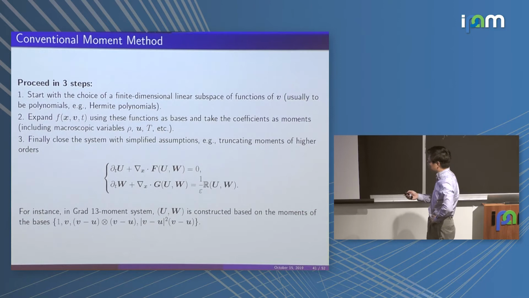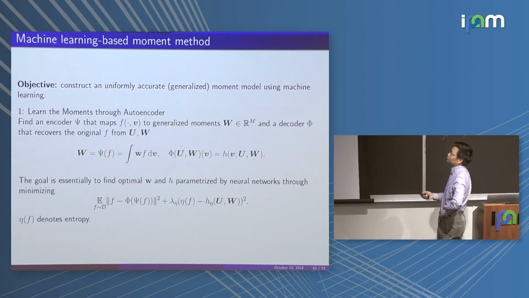The problem with this is that there are two problems. One is that the equation you obtain is not necessarily hyperbolic. For example, Grad's 13-moment system is not hyperbolic at some of these places. And secondly, the accuracy is not guaranteed because you did this closure by truncating or by something else. There's no guarantee of the accuracy. So now we know that we want to do this with machine learning. What else do we do, right?